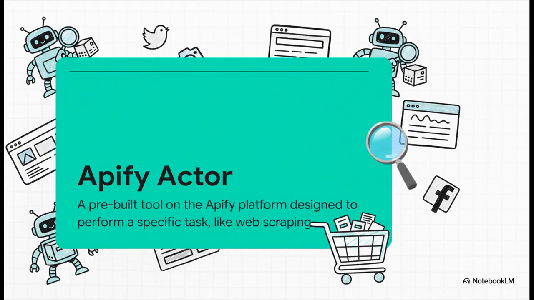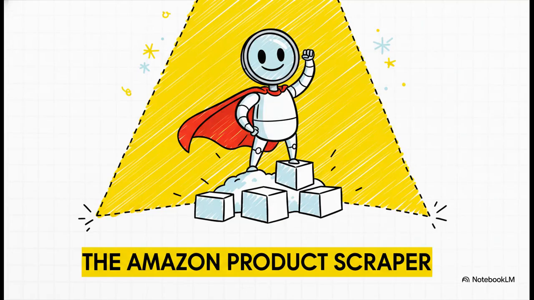The easiest way to think about it is like a little cloud robot, a specialized program that's built to do one very specific job. The Apify platform has thousands of these for all kinds of tasks, from scraping social media to crawling entire websites. And the hero of our story today is this specific actor. It's a tool that has been designed from the ground up to do one thing, and do it exceptionally well: pull high-quality product data straight from Amazon.